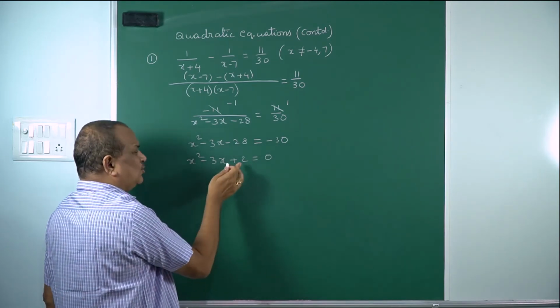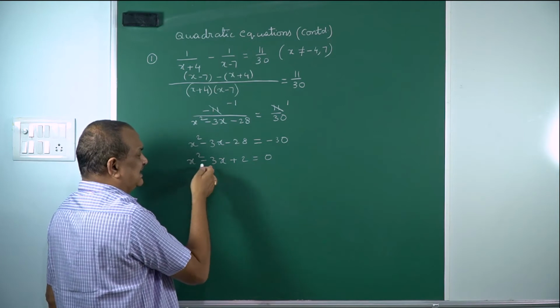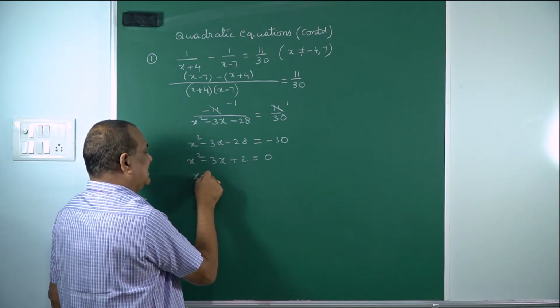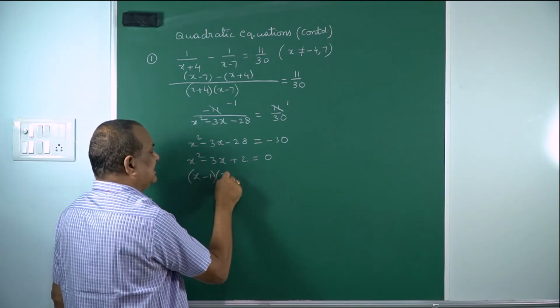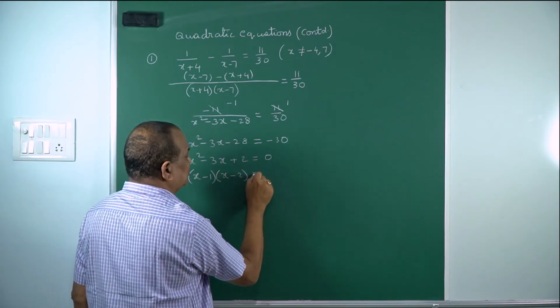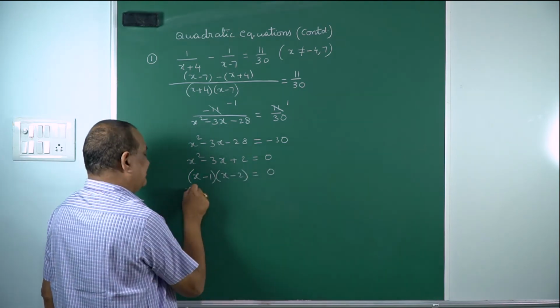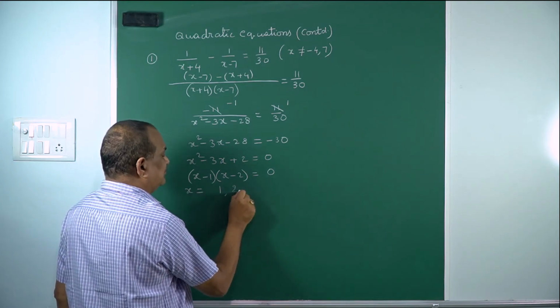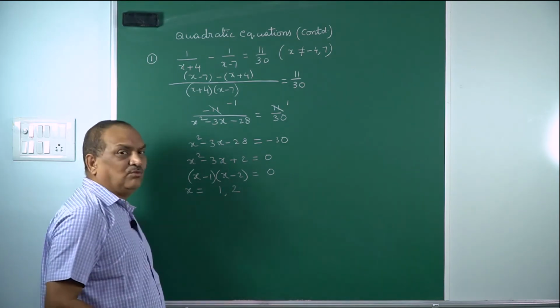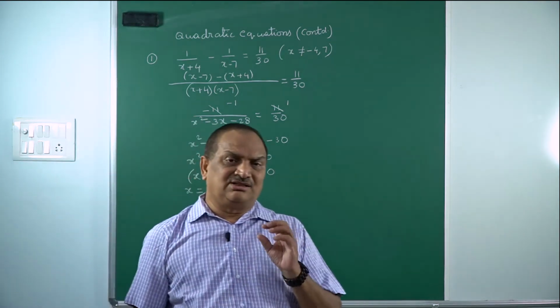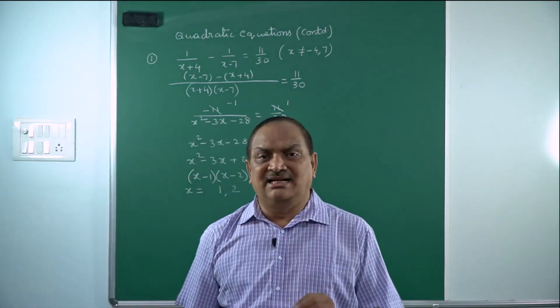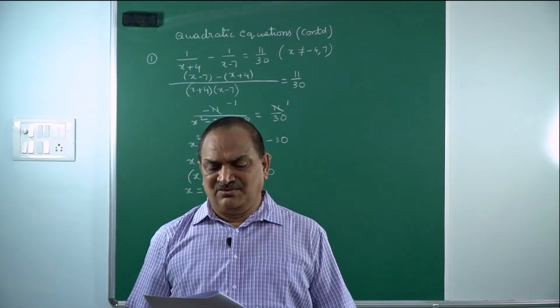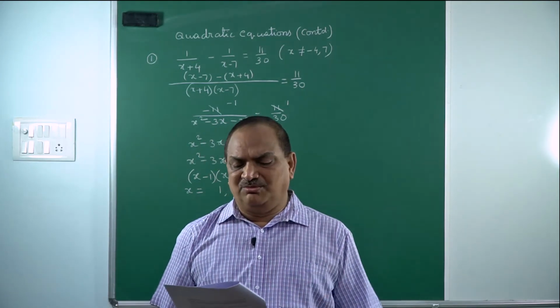And this 2, 1 times 2, you can write minus 3x as minus 2x and minus 1x. I am writing the factors directly, x minus 1 times x minus 2 equals 0. So the x value is either 1 or 2. So we have solved the equation which is not given in the form of the standard quadratic equation. And we move to the fifth problem here.